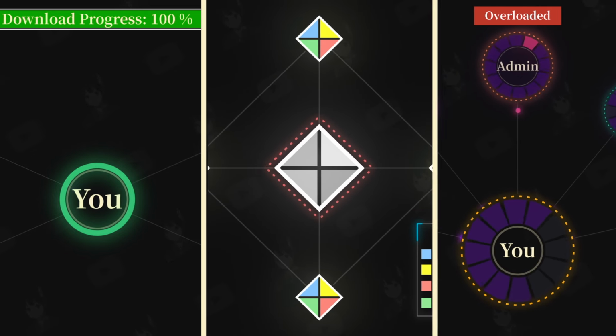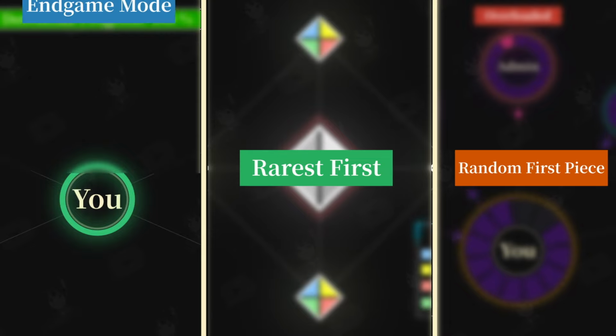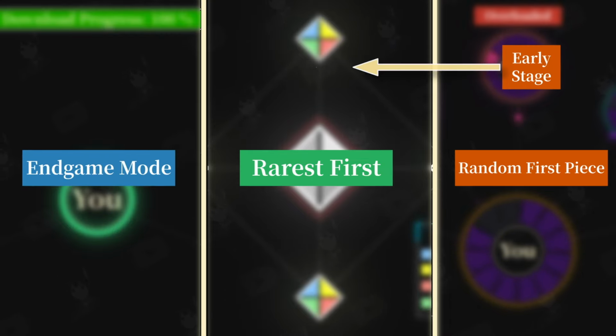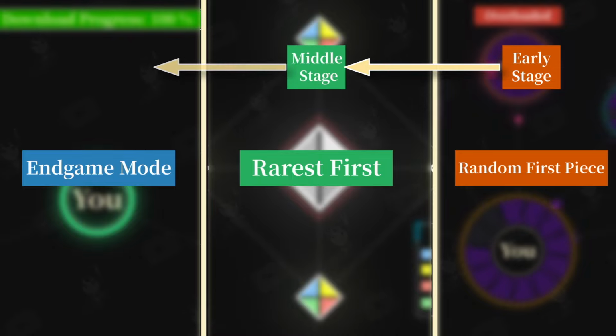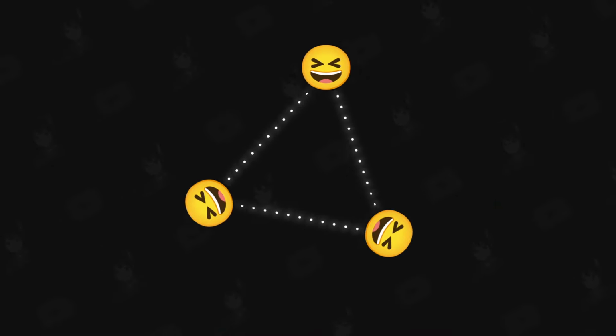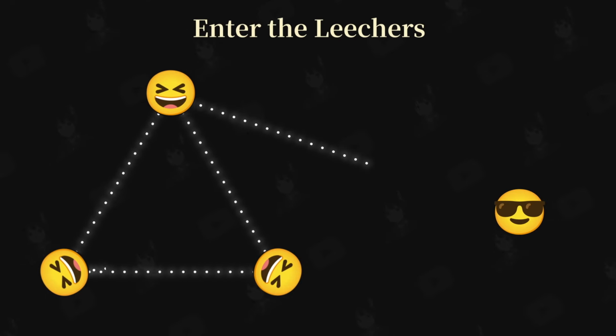These 3 processes are called random first piece, rarest first, and endgame mode. It starts with the random first piece, switches to rarest first, and finally uses the endgame mode until all pieces are downloaded. But this model relies on a premise that everyone is a good peer who uploads and shares. But what about the leechers who only download and never upload?